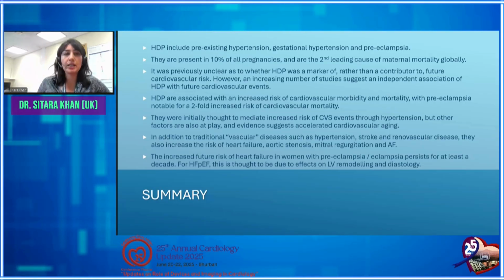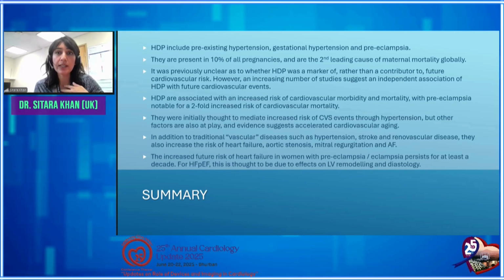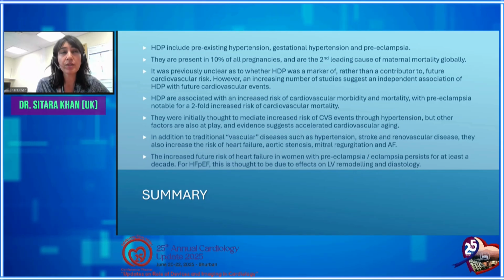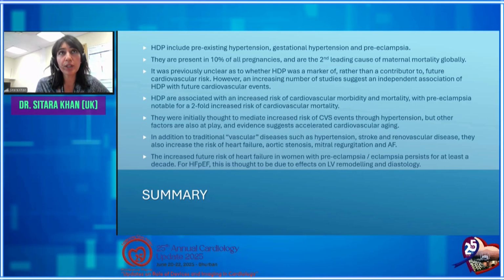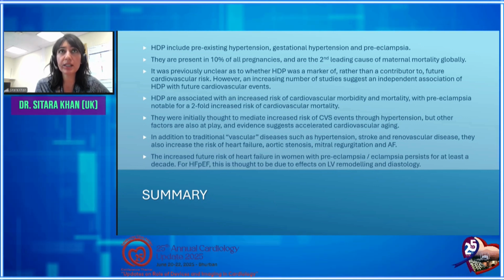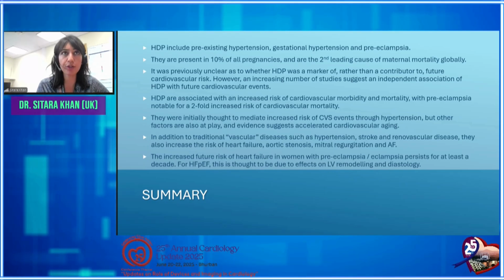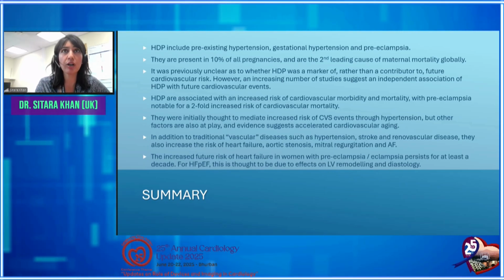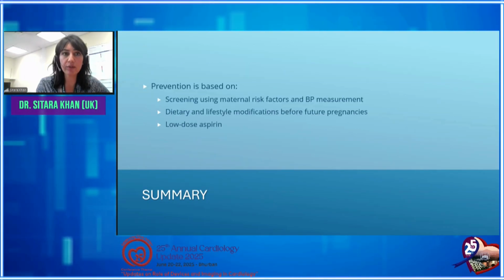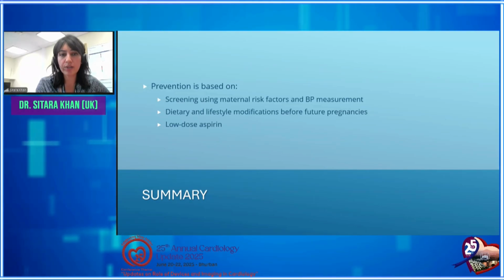So the summary is that hypertensive disorders of pregnancy can present in 10% of all pregnancies and are the second leading cause of maternal mortality globally. They are associated with a twofold increased risk of cardiovascular mortality. And in addition to causing traditional vascular diseases, they also increase the risk of heart failure and valvular disease and atrial fibrillation. And the increased risk of future heart failure does persist for at least a decade, but there are things we can do to help as physicians, including screening, dietary and lifestyle modifications, and low-dose aspirin.